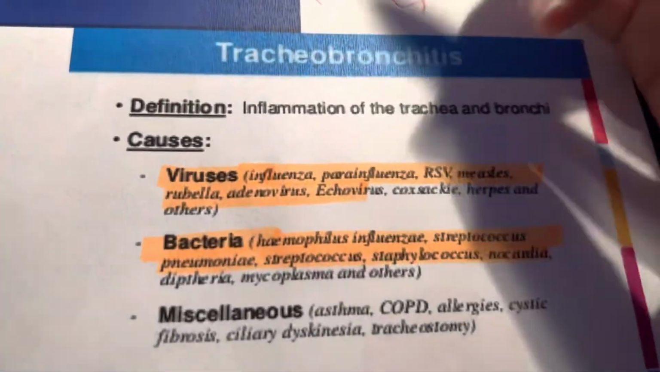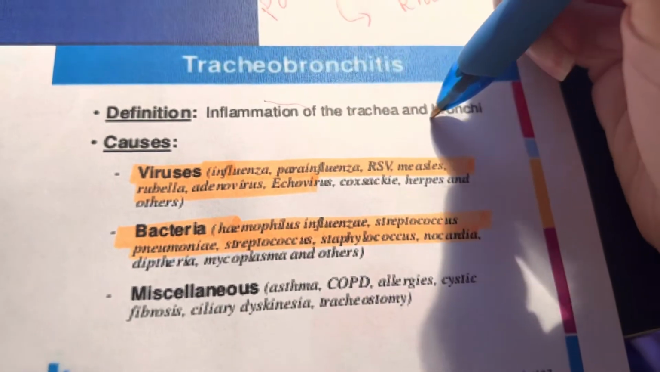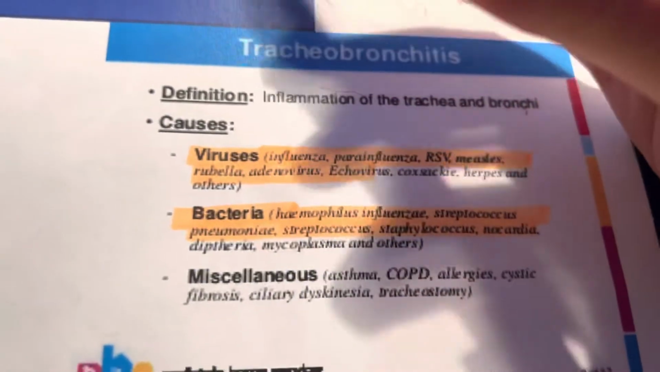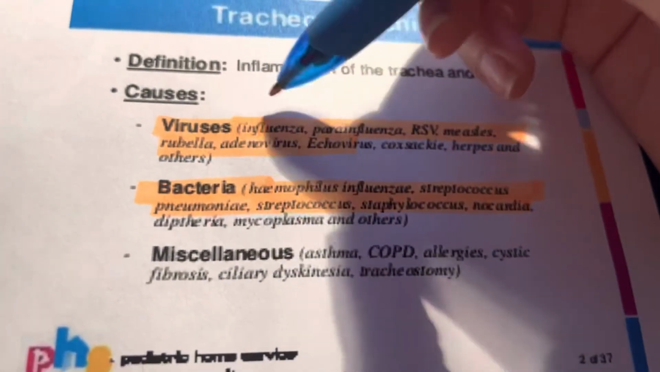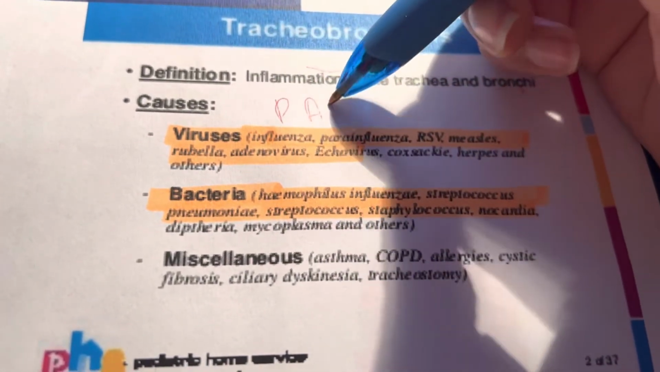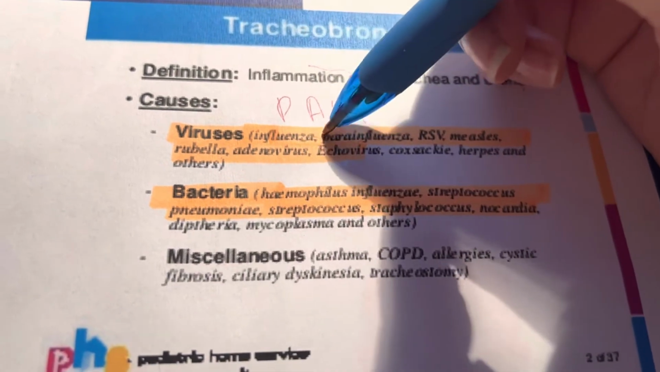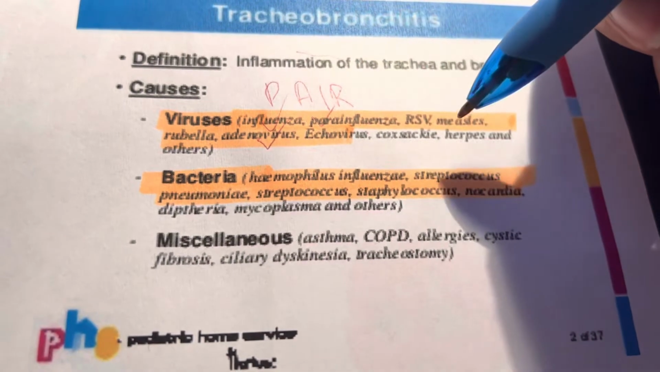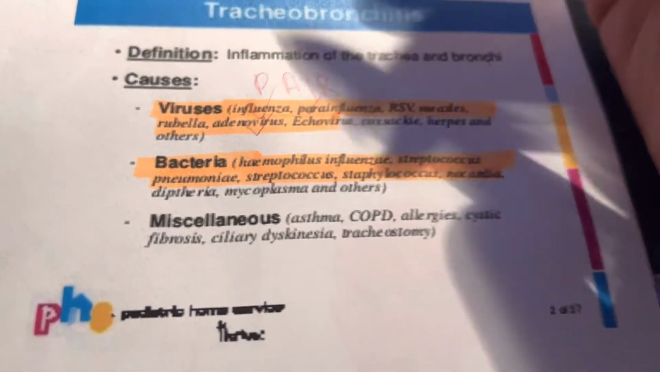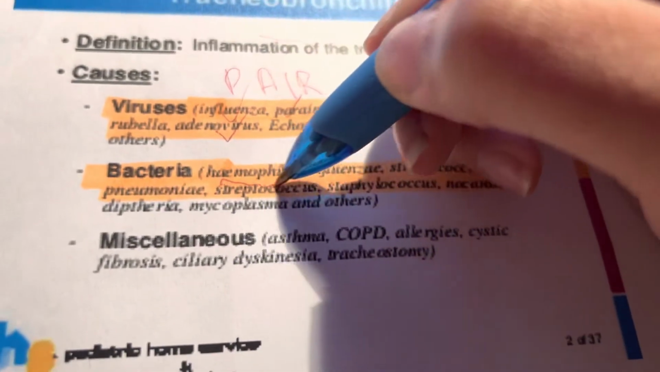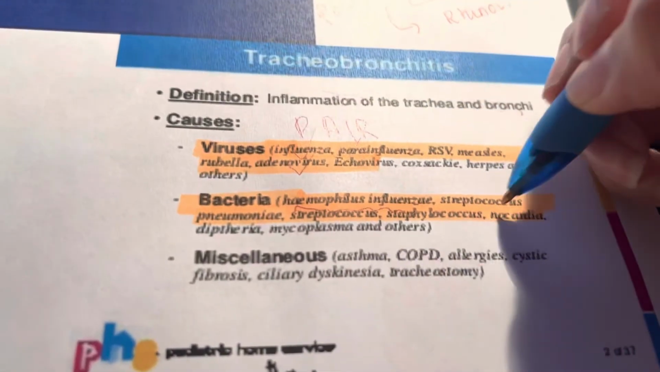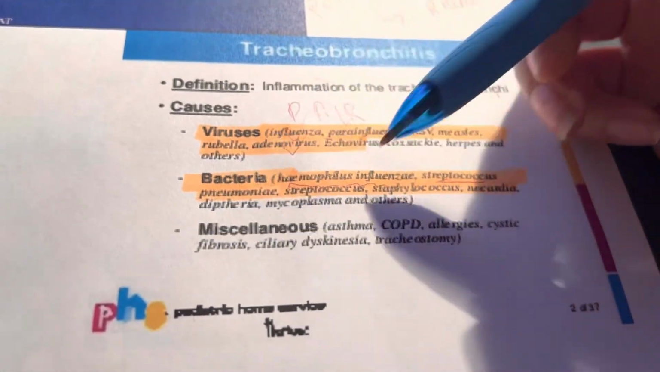So tracheobronchitis is inflammation of the trachea and the bronchi, and the causes are typically viral. Viral causes are always more common. So this is my PAIR mnemonic here. P for parainfluenza, A for adenovirus, I for influenza, and R for rhinovirus. These are the causes. Bacterial causes typically are Haemophilus influenzae. And remember, this can also target patients who already have an underlying lung disease. Strep pneumo is one of the most common causes.